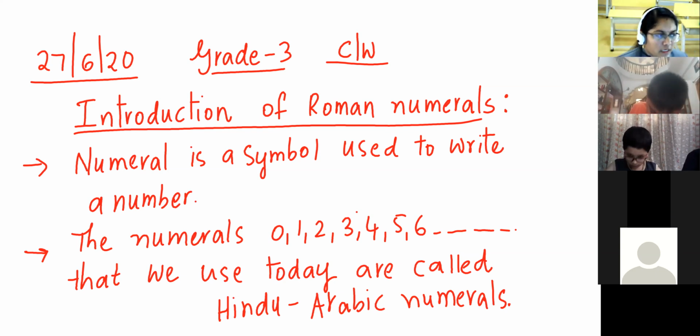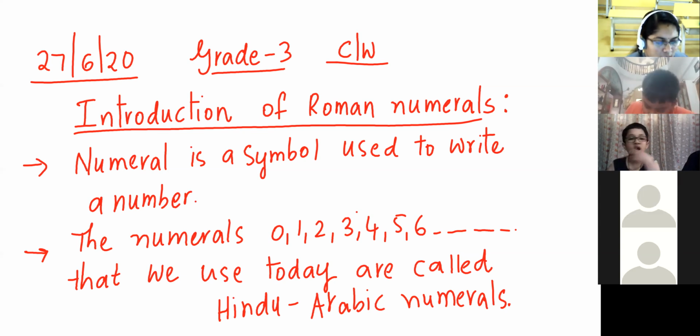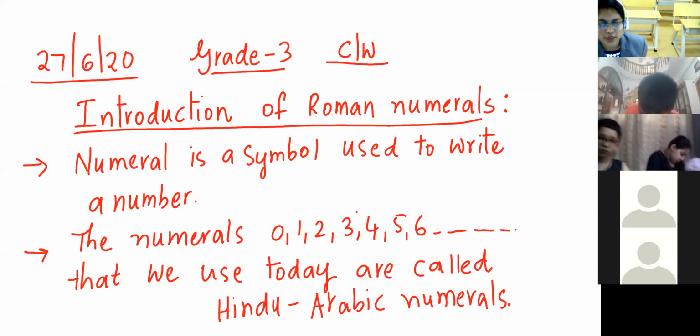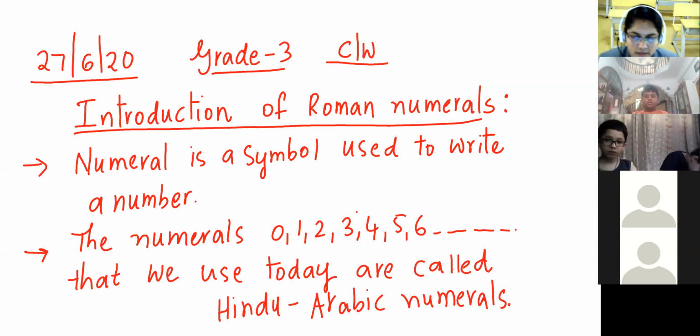Introduction of Roman numerals. A numeral is a symbol used to write a number. The numerals 0, 1, 2, 3, 4, 5, 6 until infinity that we use today are called Hindu-Arabic numerals. What are all the numbers we are using right now called? Hindu-Arabic numerals.